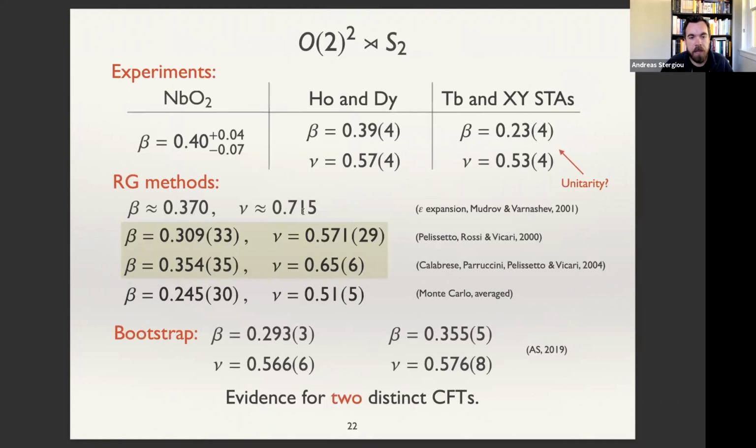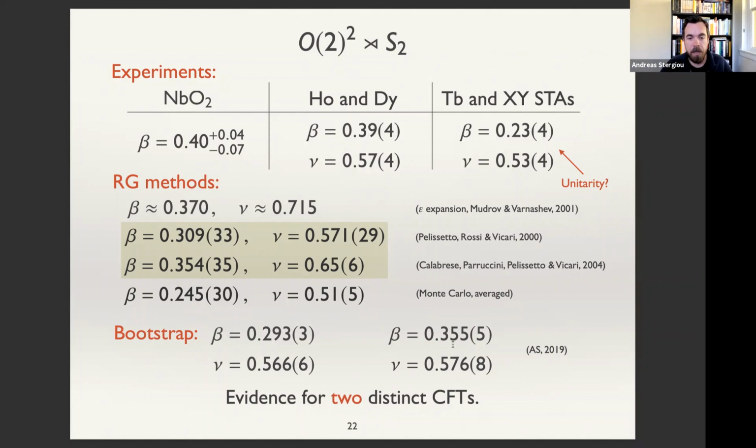So resummations of the epsilon expansion show that perhaps, if this is the bootstrap non-perturbative result in d = 3, they're quite different. So perhaps the epsilon expansion underperforms quite a bit here. People saw this beta was in good agreement with holmium, dysprosium and niobium dioxide, and then nu, of course, is not.